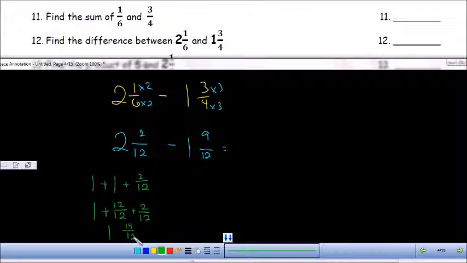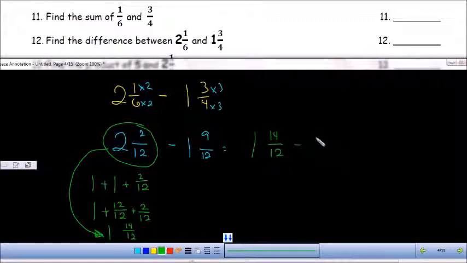Notice that the denominator stays the same. You do not add the denominators. So this fraction right here, we regrouped it to where it looks like this, 1 and 14 over 12. And the reason why we want to do that is because now we can go ahead and subtract 1 and 14 twelfths minus 1 and 9 twelfths. Now I have a big number here, and I can take away 9. If I take 9 away, I end up with 5. The denominator stays the same, and 1 minus 1 is nothing, is 0. So my final answer is 5 twelfths.